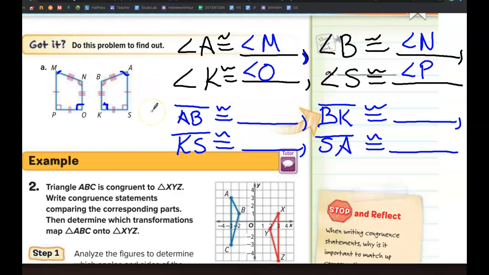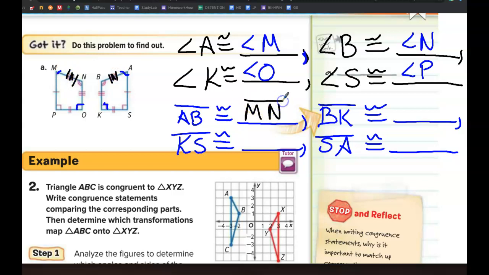Okay. Now we're talking side lengths. AB has 1 tick mark. Which other one has 1 tick mark? MP. Oh, excuse me. I marked the wrong one. Sorry. All right. So we had AB is with MN. They had the 4. Sorry. I was looking at the wrong one.